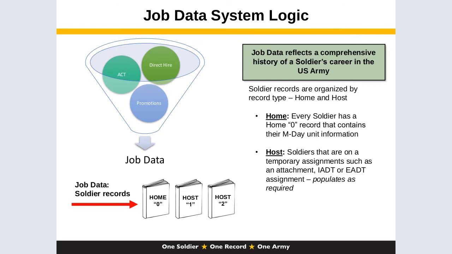So the key takeaway here is that the job data module displays the history of a soldier's Army career. The image to the left is showing the data that in most cases auto-populates within job data. Please note that job data is organized by home and host records. Host records are generated when a host or temporary assignment is created in ACT. A soldier's true history is maintained on the home or zero record. So when a job data correction is required, users should be working within the home record.